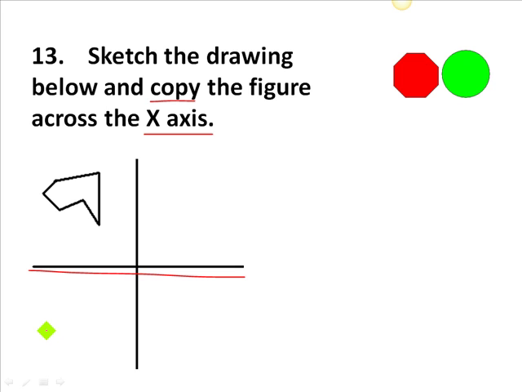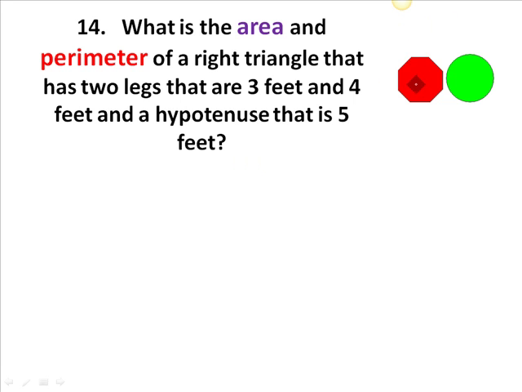And so let me kind of freehand this like this. So it goes like that, this goes like that, this goes like that, that, and that. That's about as good a sketch as I can make. So that's a copy across the x-axis. Number 14. Click on the stop sign.